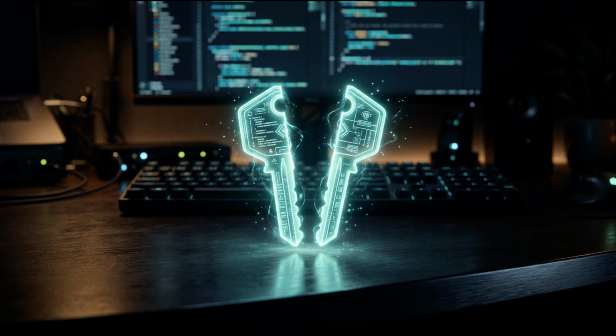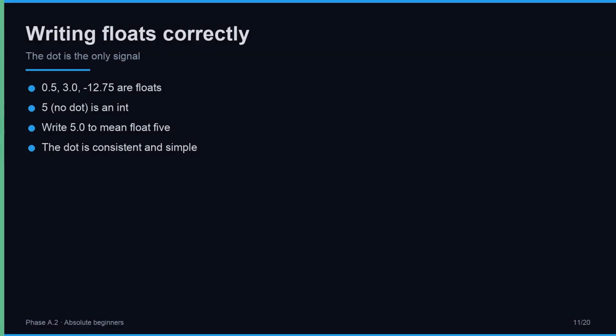Whole and fraction joined. Let us nail the writing rule with examples. 0.5, 3.0, negative 12.75, all floats, because each has a dot. The number 5, written with no dot, is an int. If you want 5 as a float, you must write 5.0.